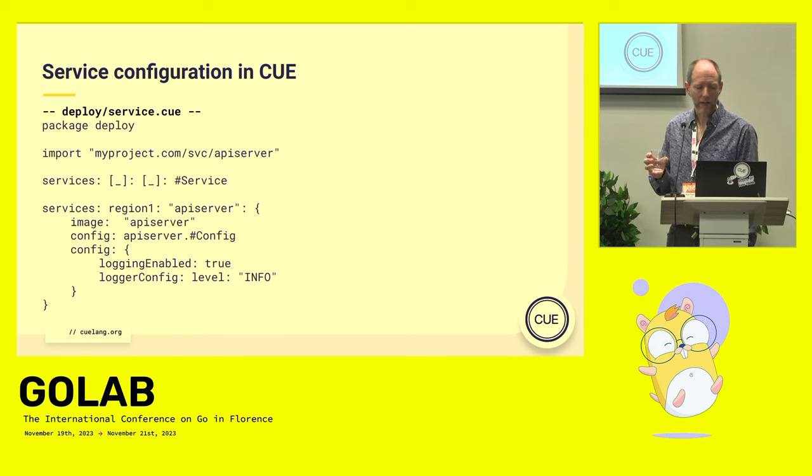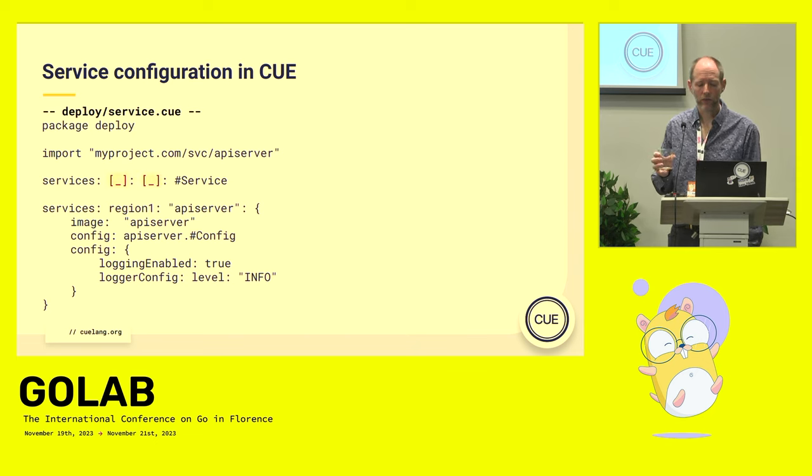Okay, let's define some actual configuration data for our service. The deploy package here is acting both as a container for the deployment data and the schemas, the definitions that we just saw, that define its shape. Although at first we'll define only the data for one service, we'll want to define configuration for multiple services in multiple regions, so we're catering for that here.